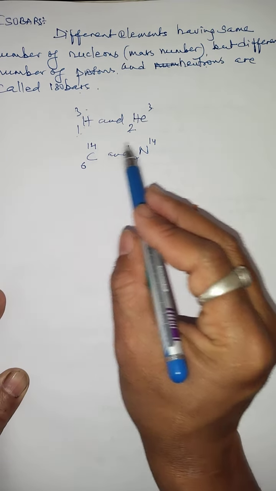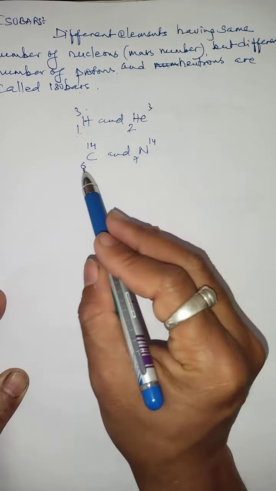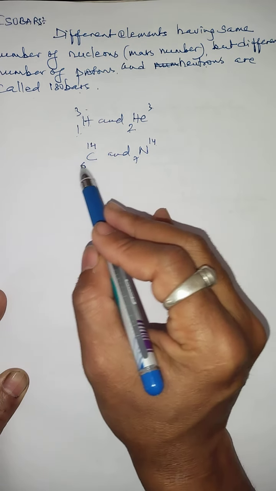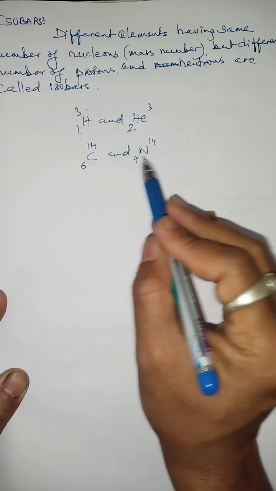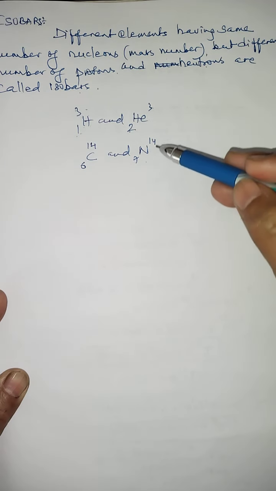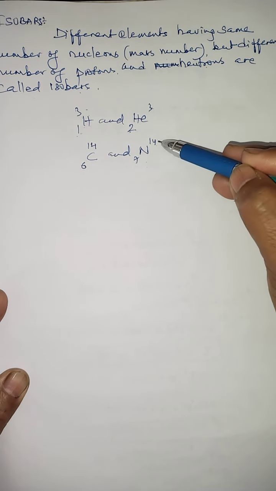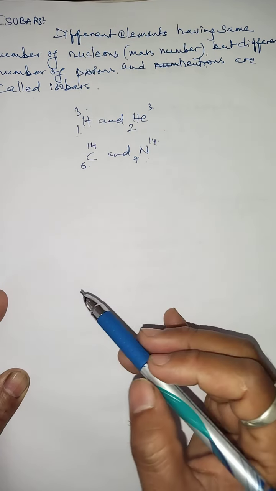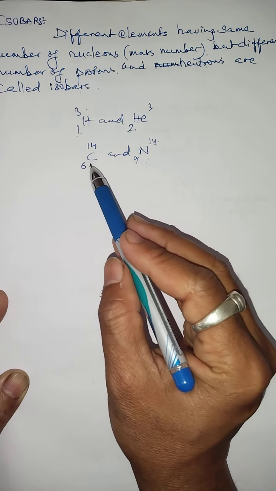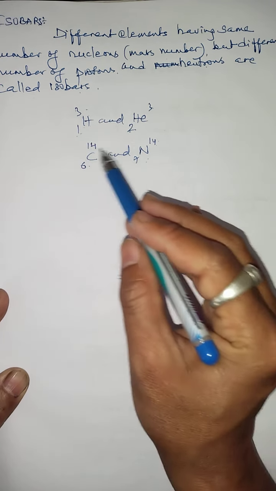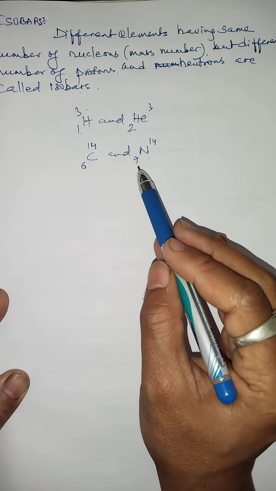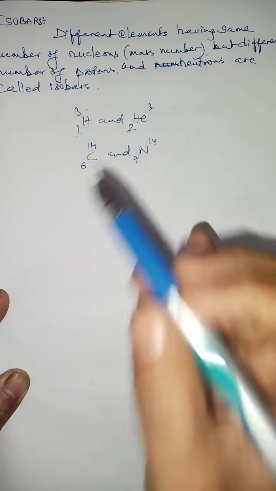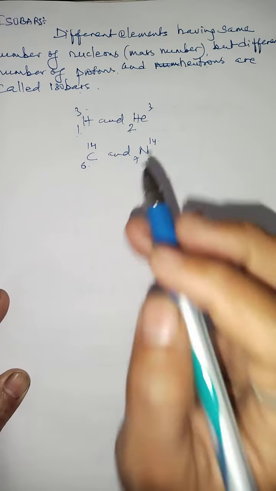So their mass number is the same, 14 and 14. But they have different atomic numbers. Due to the different atomic numbers, their numbers of protons are different. When the numbers of protons are different, their numbers of neutrons are also different, because when you subtract the atomic number from the mass number, we calculate what? The number of neutrons. That's why these two elements, although they have the same mass number but different atomic numbers, are placed in different columns of the periodic table. And their properties are also different.